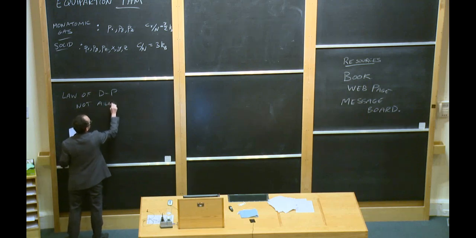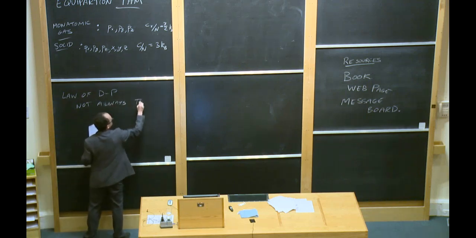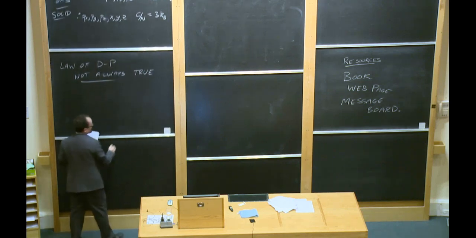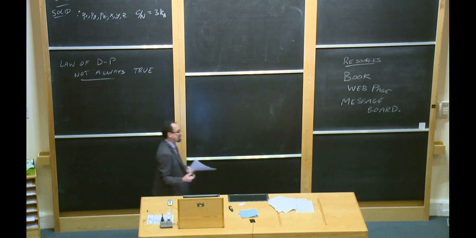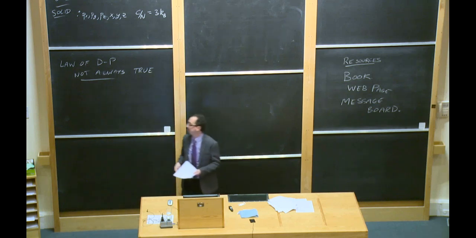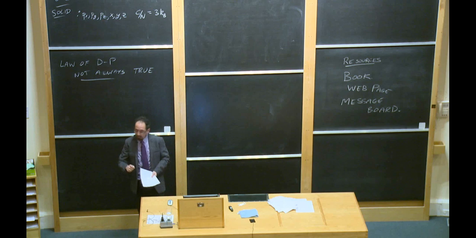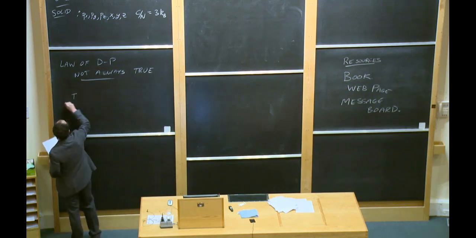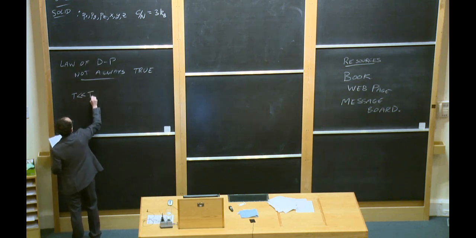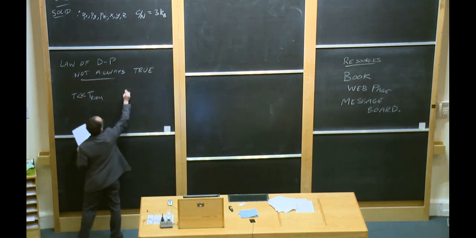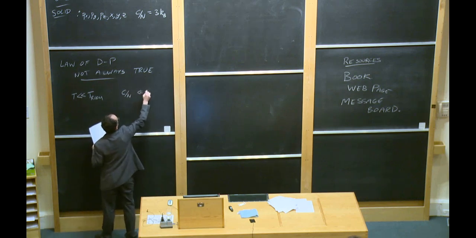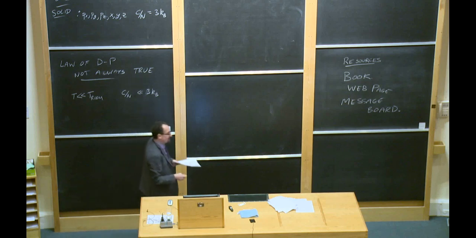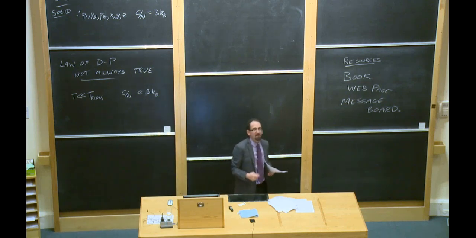Not always true. Fails sometimes. So if you take a material, you measure its heat capacity, and you come up with 3 kB per atom. But it turns out that if you take that material and you cool it down, take it to a lower temperature, T much less than T room, you would discover that C over N always becomes much less than 3 kB. So the heat capacity per atom drops at low temperature.